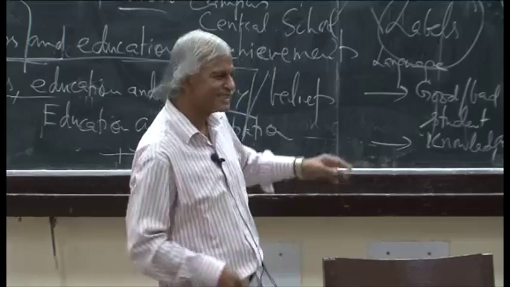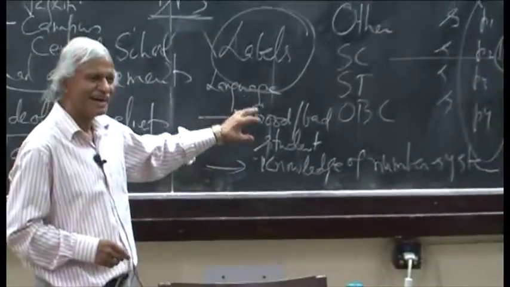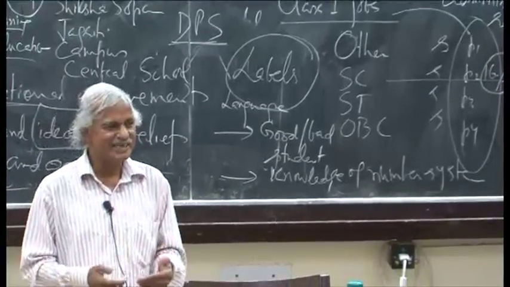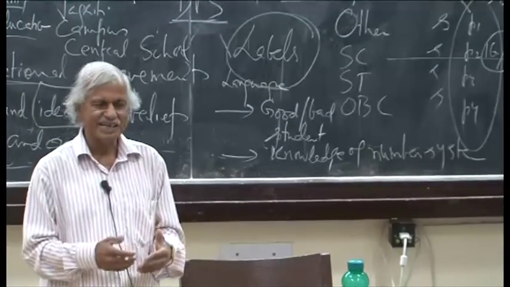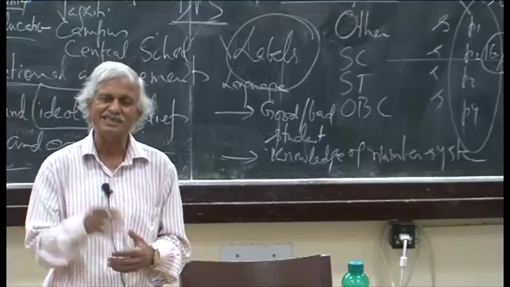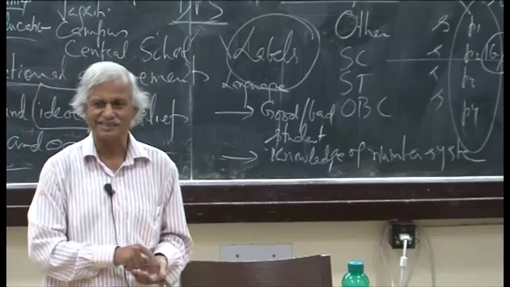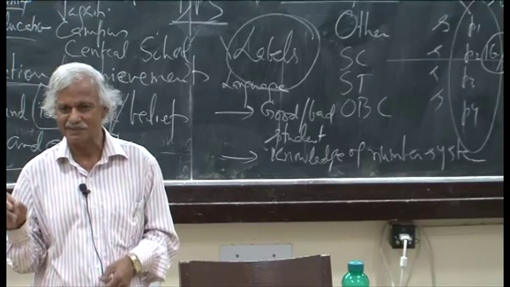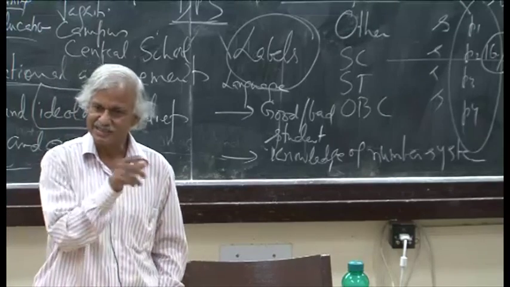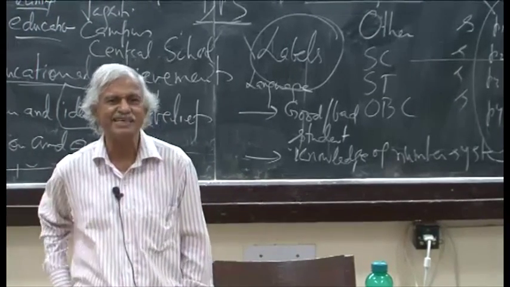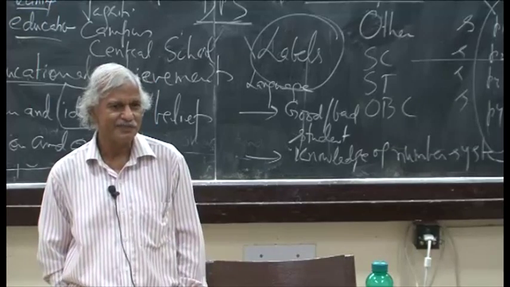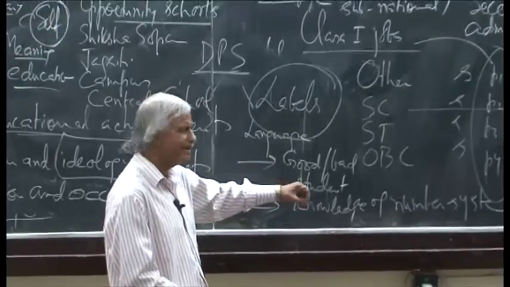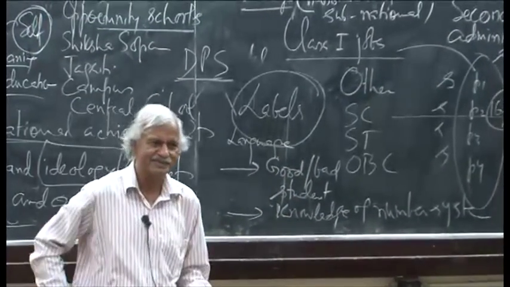And once these labels are attached to children, unfortunately, these become the master labels, and the children themselves start behaving in a manner consistent with the labels attached to them by their teachers. Symbolic interactionists are more worried about that aspect. It's equivalent to secondary deviance, the result of labels. What happens to a child to whom a label of being a bad student is attached?